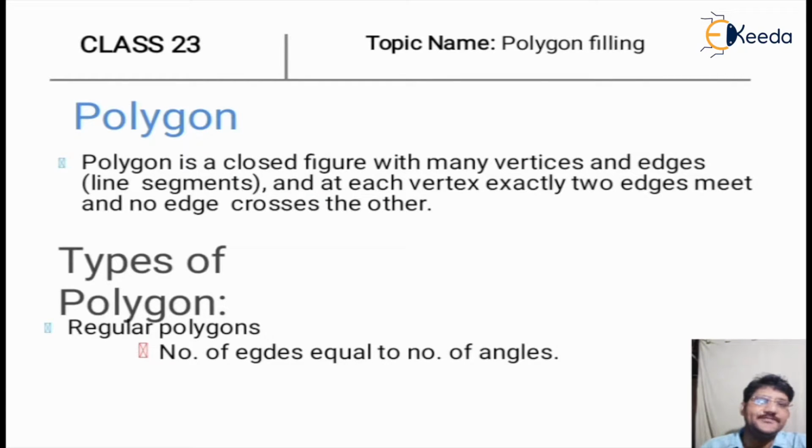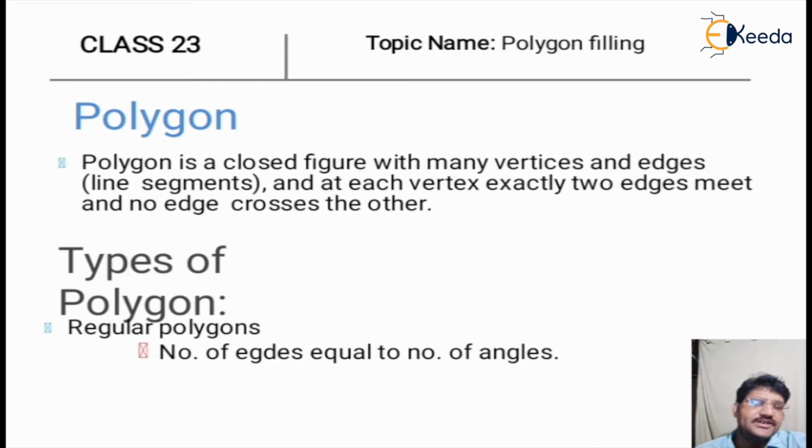First we see polygons and their types. As in the previous video we already discussed polygons and their types. As we know, a polygon is a closed figure with many vertices and edges, and at each vertex exactly two edges meet and no edge crosses another. The simplest polygon is the triangle.